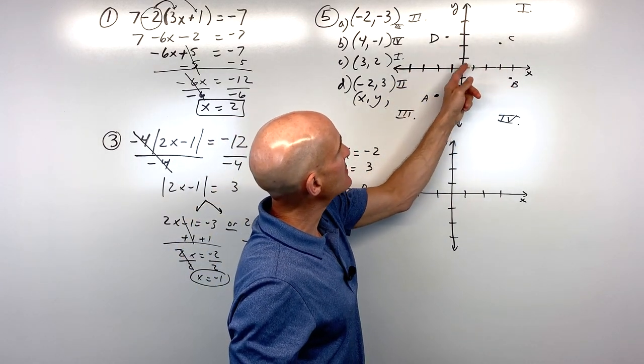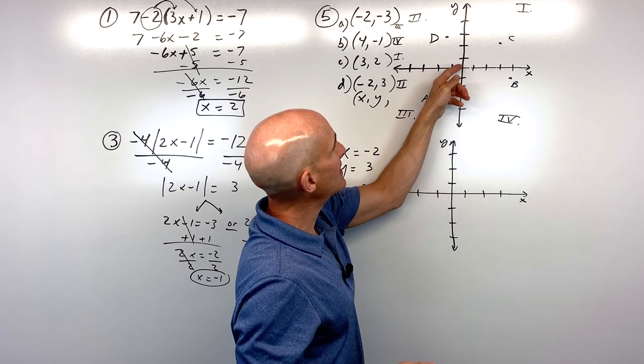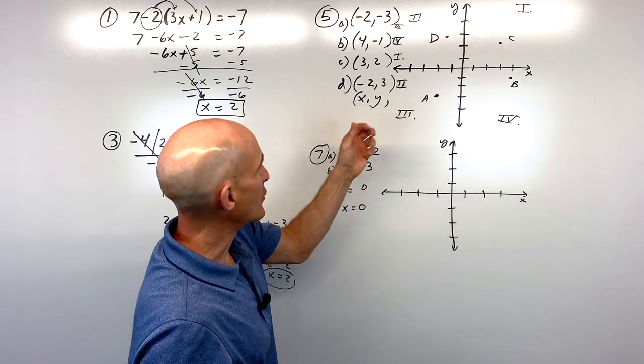To the right is positive, to the left is negative, down is negative, up is positive. And you've got your points.